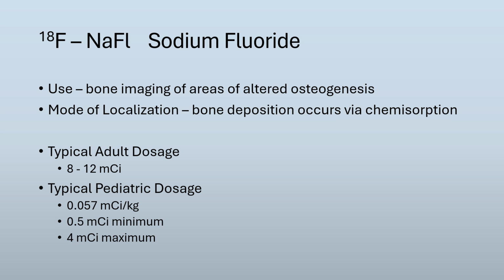But it still will deposit in the bones via chemoabsorption and become a part of the bony matrix. The typical adult dose is 8 to 12 millicuries, and there are a couple different methods for calculating the pediatric dose. Again, that is largely dependent on the facility.